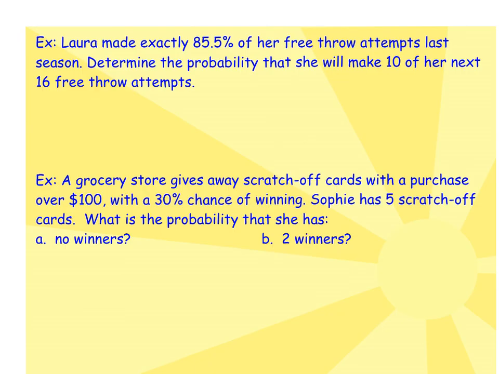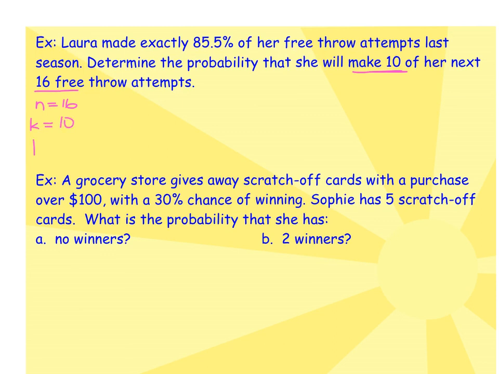Here's a problem that's relating those free throw attempts we talked about earlier. Laura made exactly 85.5% of her free throw attempts last season. Determine the probability that she will make 10 of her next 16 free throw attempts. Our goal is to determine all of those key parts in that binomial expansion formula. We're going to attempt 16, that means n equals 16. It also asks us that we want to find the probability of making 10. That's what K would equal.